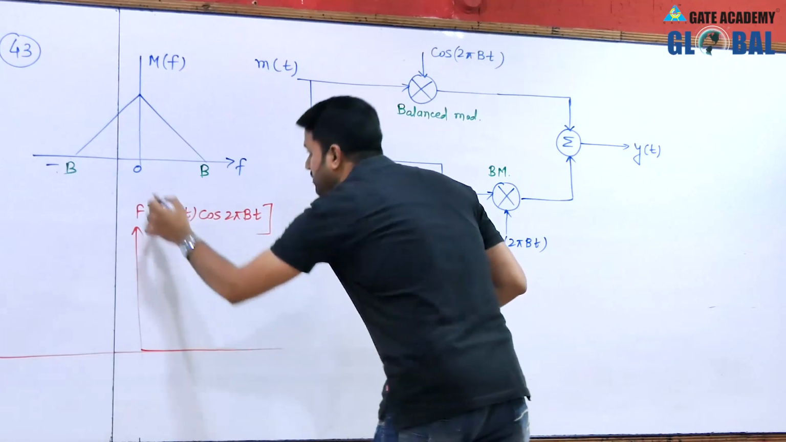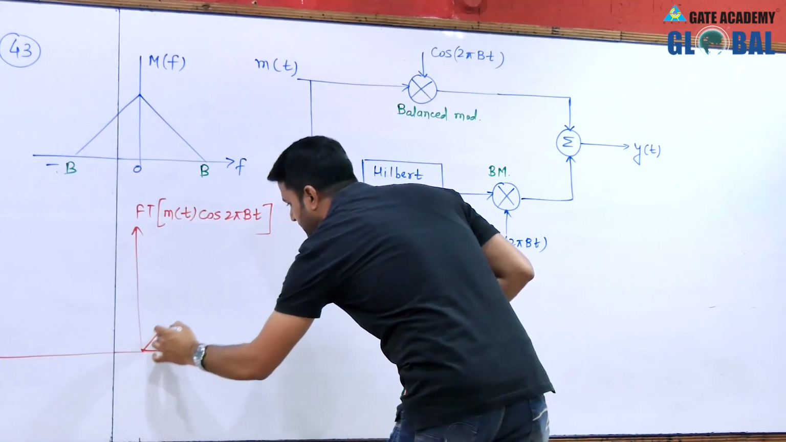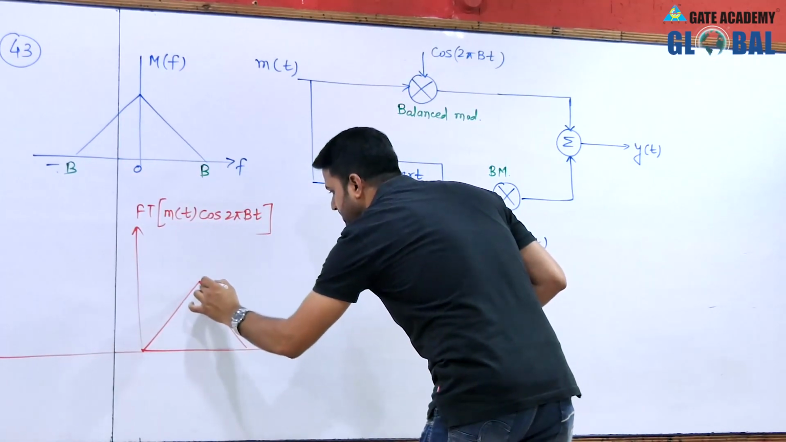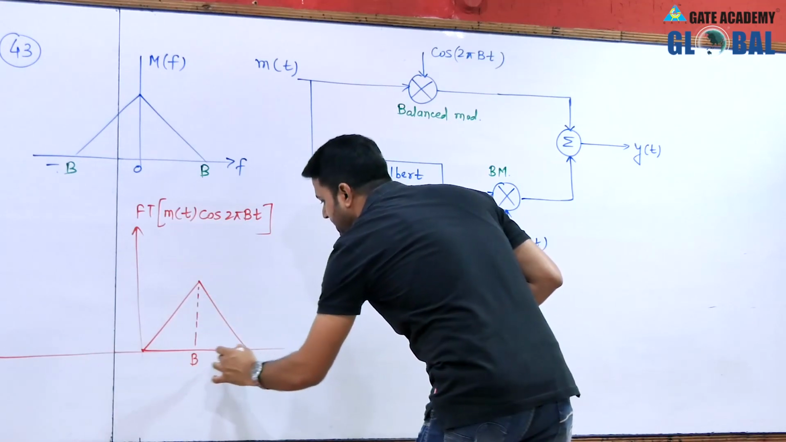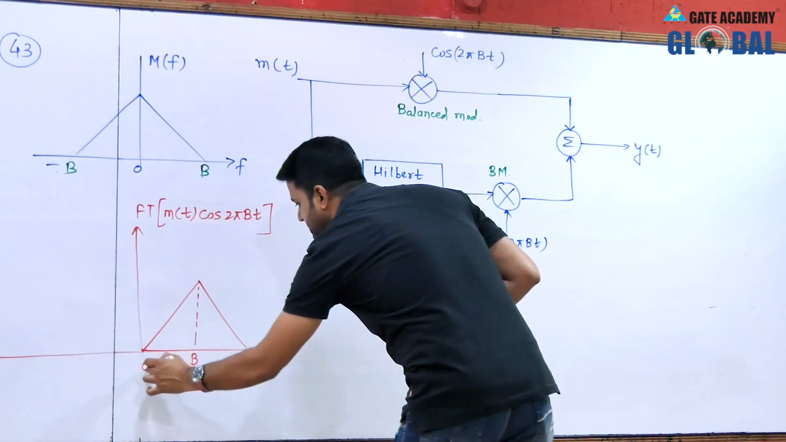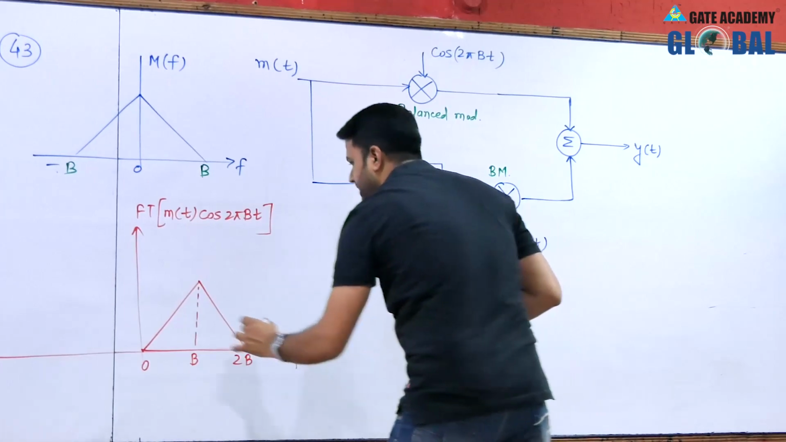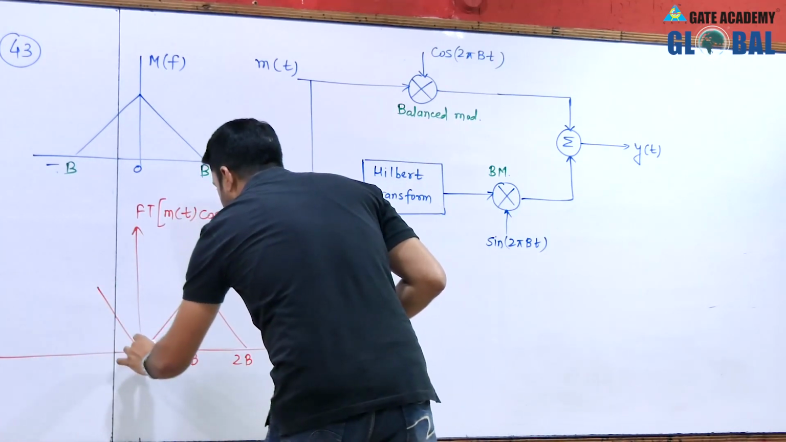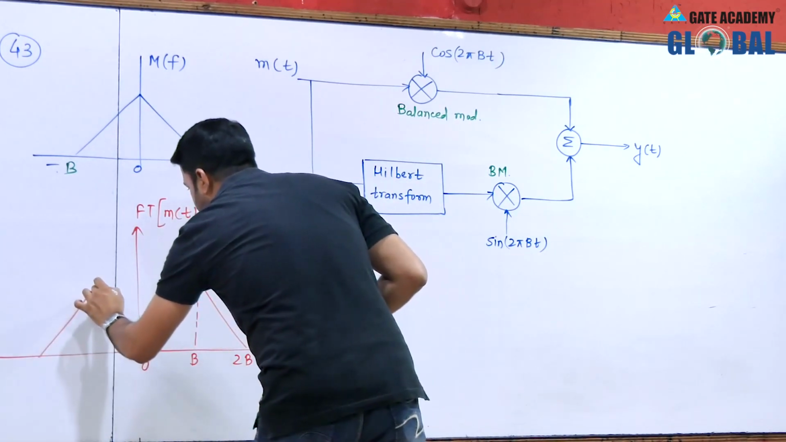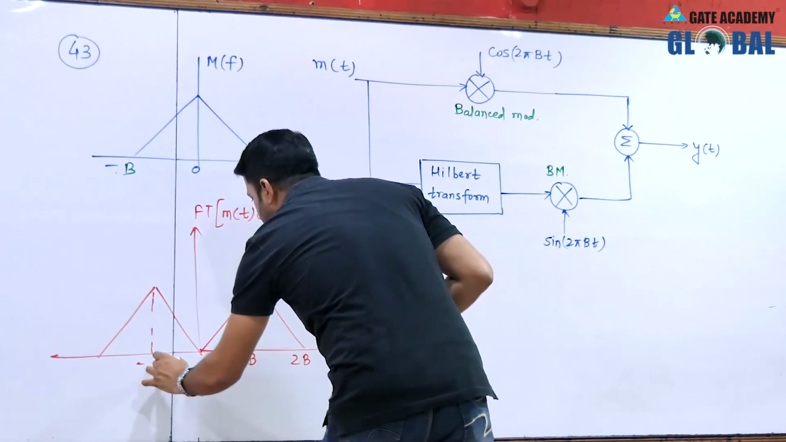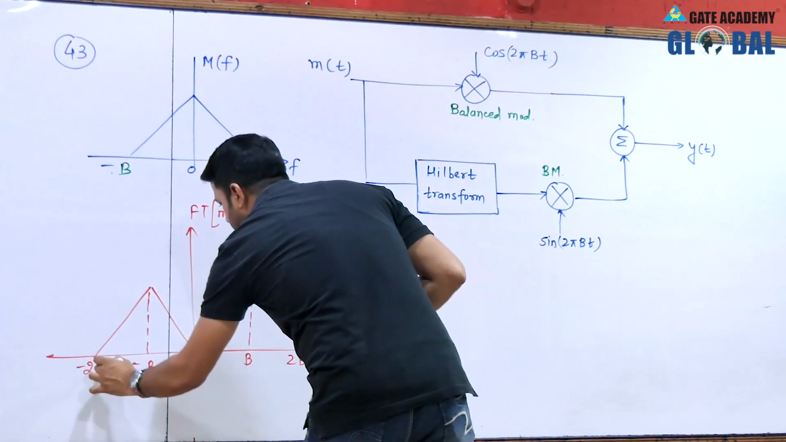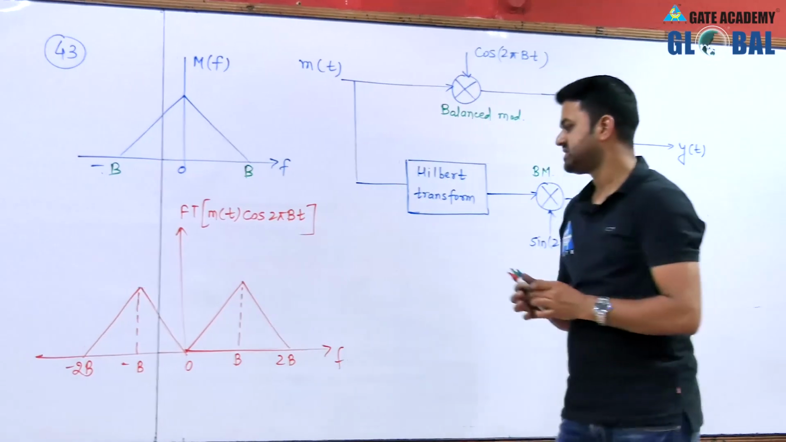At 0 we have the peak value, so now we will have the peak value at B. This will be the peak value at B, and this will be 2B, and this is 0, and here we will have the mirror image of it, minus B and minus 2B. So this is a double sideband signal.